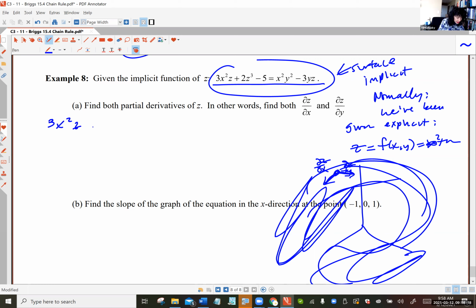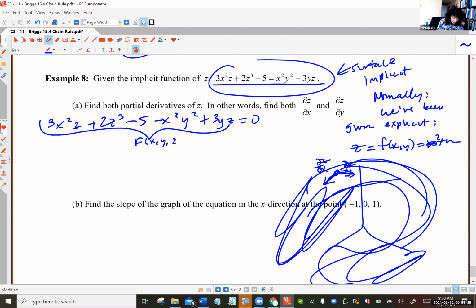So you first have to get, it doesn't matter which side. So I'm just going to move everything to the left and have 0 on the right. So this is now a level surface of some function of 3 variables. So this right here is your big F(x, y, z).